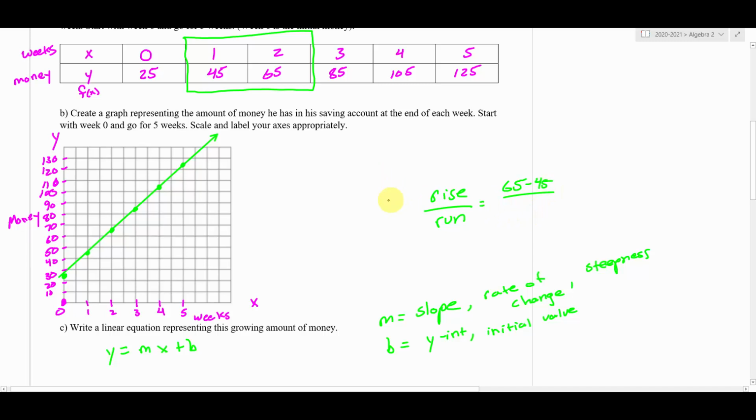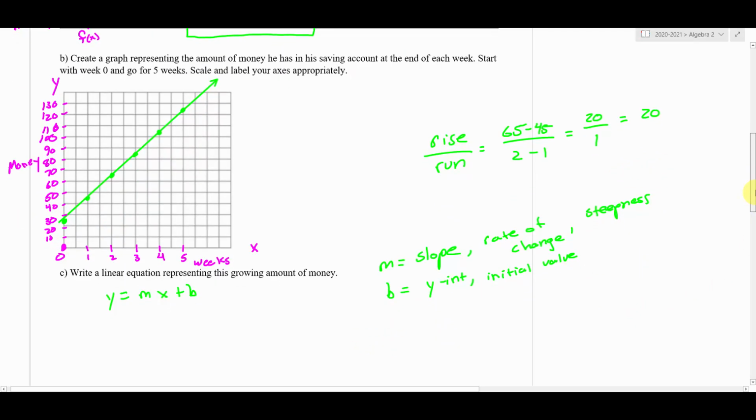Okay, and then for our run, we need to take our two x values and subtract those in the same order. So notice how I went 65 minus 45, so I need to do 2 minus 1. And then we just calculate, right? So 65 minus 45 is 20, 2 minus 1 is 1, and 20 divided by 1, you can leave it like that, or you can just simply write 20. Okay, so my slope is 20.